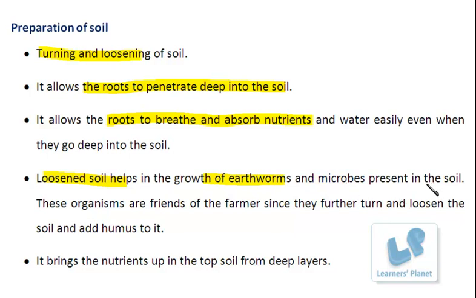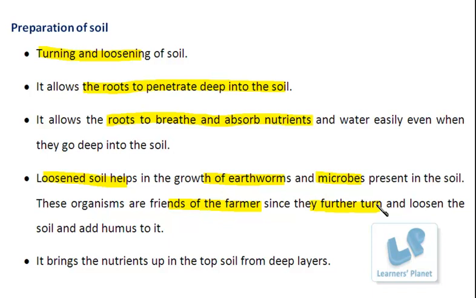in the soil. And you must be knowing that these earthworms are the friends of the farmer. Even the microbes are the farmer's friend, and this is because they help in the turning and loosening of the soil naturally. Second thing, these microbes are utilizing the complex material from the soil, and they are excreting out the simplified form of these materials, and thus they are enriching the soil with the nutrients. Same is true for the earthworms.